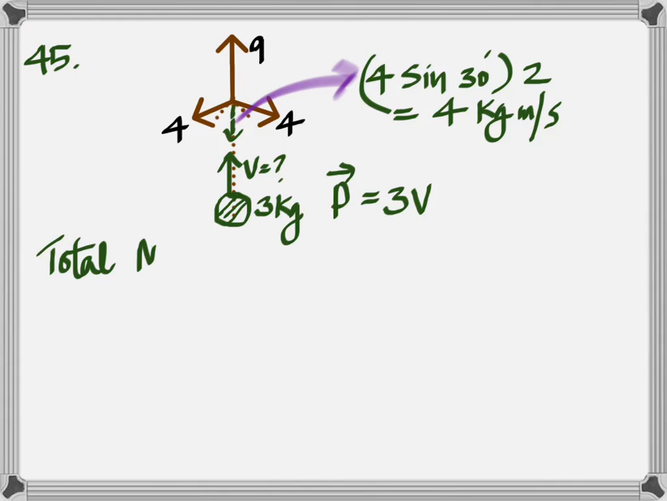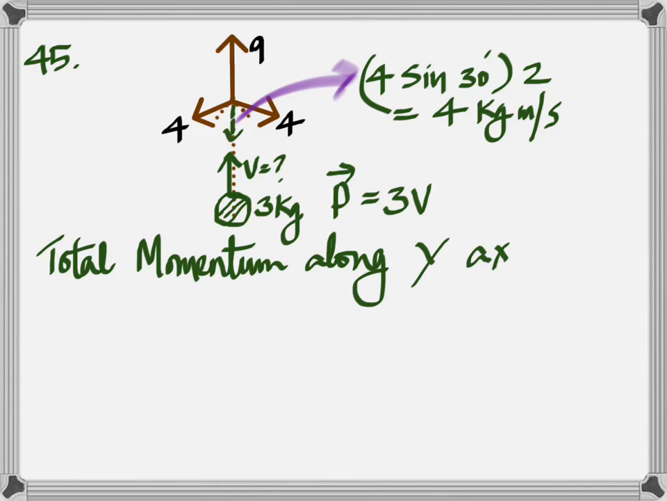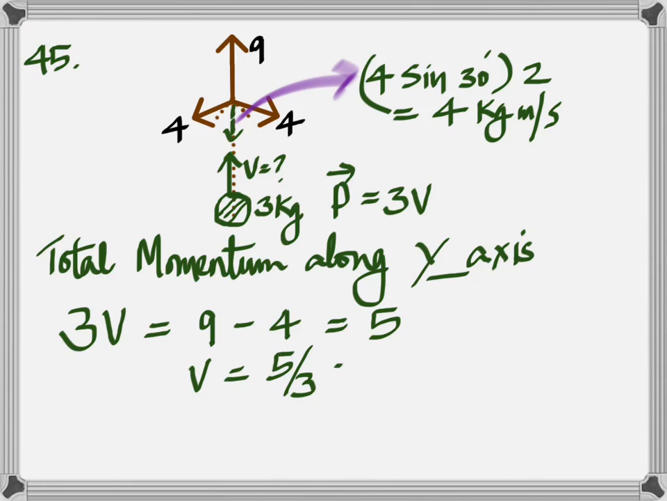Therefore, the total y momentum is the sum of all those 3, which should be equal to the initial momentum along the y. And the initial momentum along the y was 3 times v, isn't it? But why the negative? Because from the diagram you can see that the 4 kilogram meter per second is downwards. It's opposite to the initial one. So if you take the initial one as positive, then that 4 is negative. That's why you have 5. And so you get the answer is 1.67 meter per second.